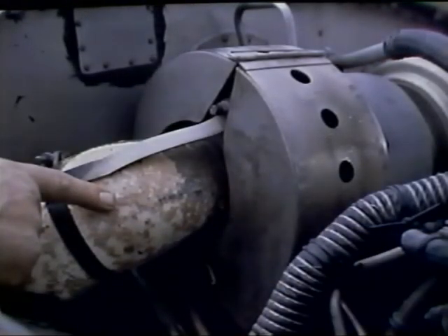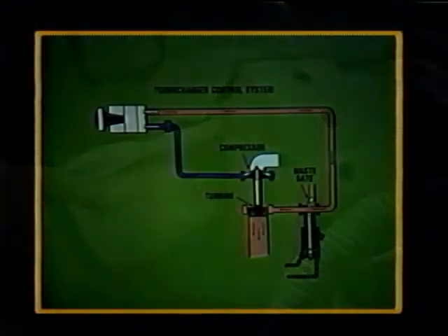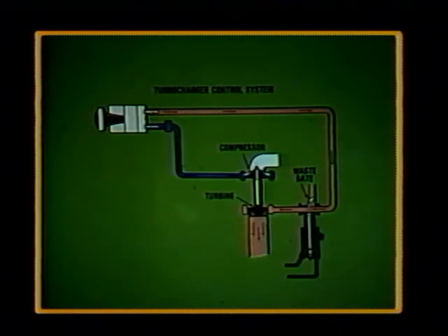Some of the energy in these gases may be recovered by installing a turbocharger. When only a limited amount of supercharging is required, most of the exhaust goes out the tailpipe through the wastegate. But as more supercharging is required, the wastegate closes, forcing more of the gases through the turbine, which spins the compressor faster to increase the manifold pressure.